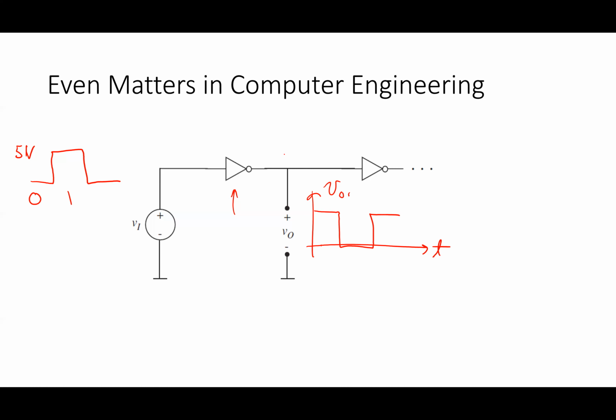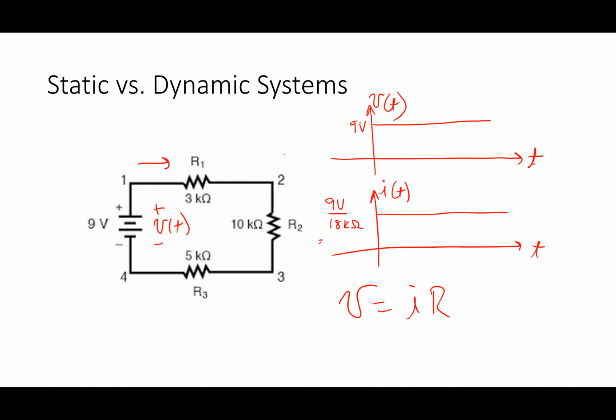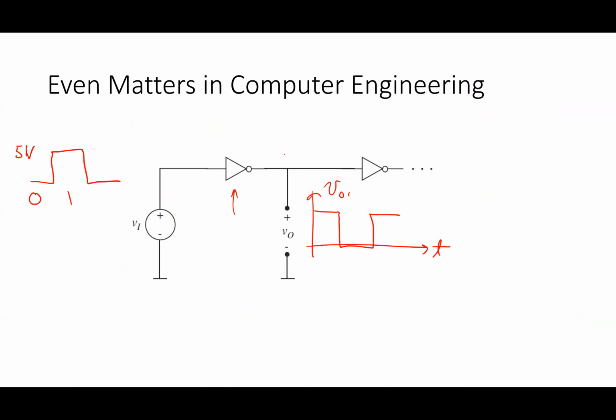Now, is it really a static system? Do you think? A static system, I said, was one that basically responds to me instantaneously. I put an input in and the output changes immediately. All right. Is that what I have here? Do you think VO immediately becomes a 0 as soon as VI becomes a 1? Should it?